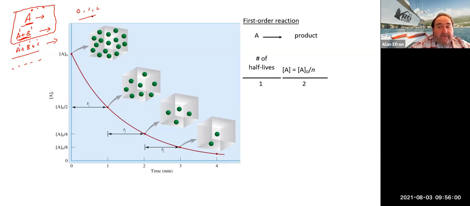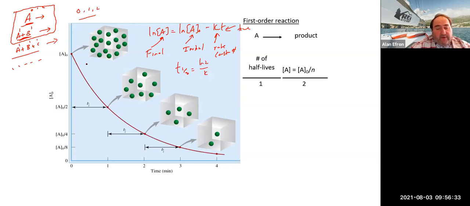It has a specific integrated rate law, which is: natural log of A equals the natural log of A naught minus kt. A is your final concentration, A naught is your initial concentration, k is your rate constant, and t is your time. In addition, the half-life specific for first order is natural log of 2 over k.